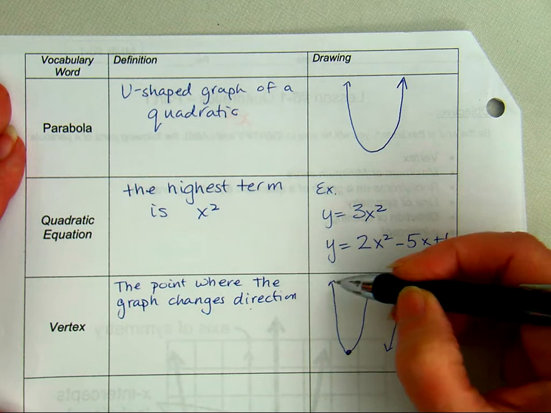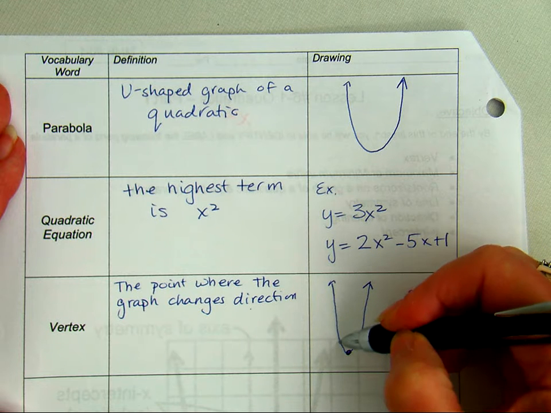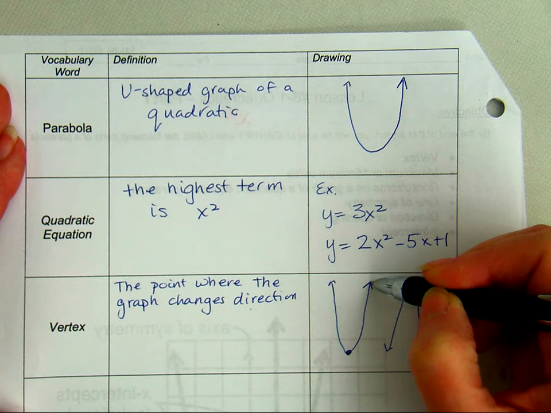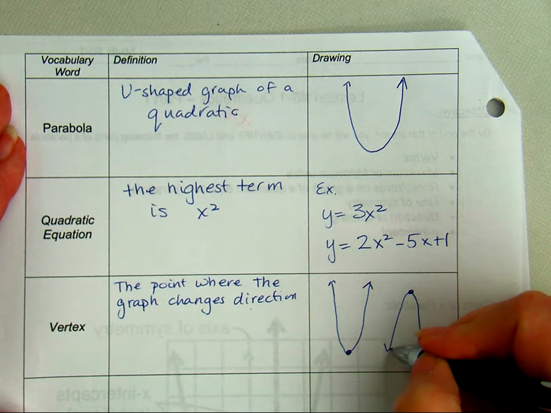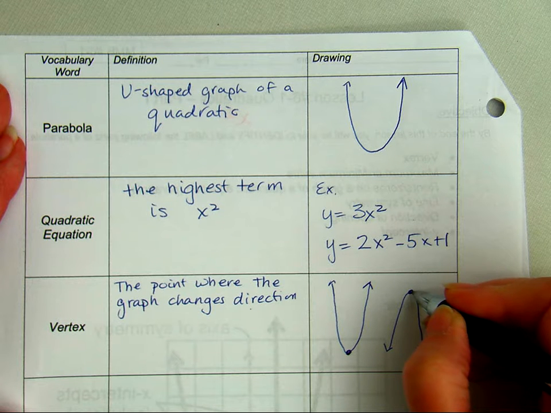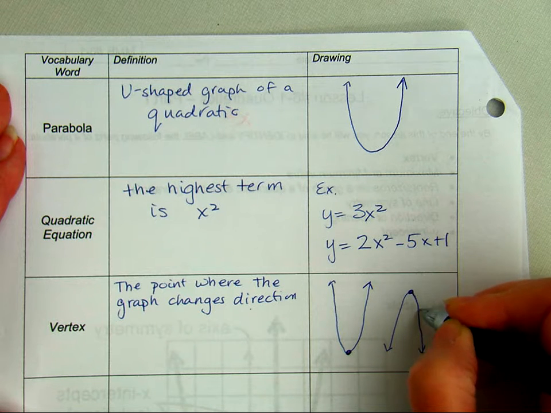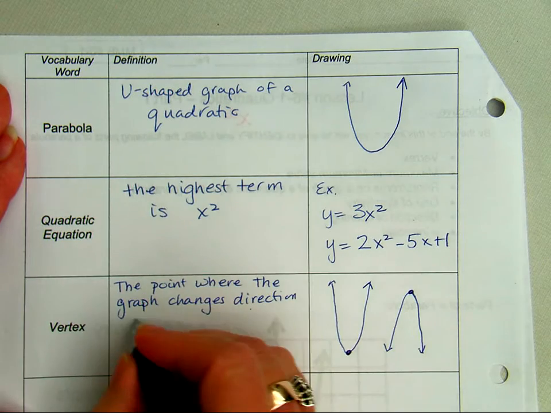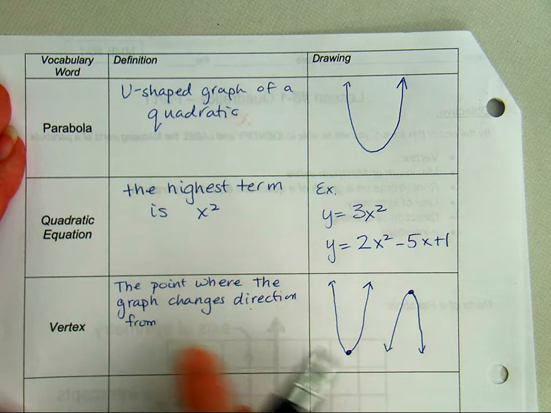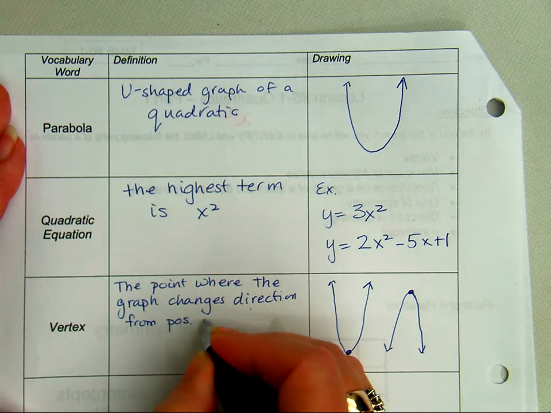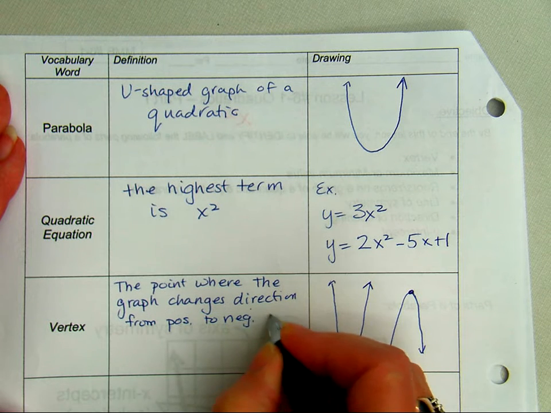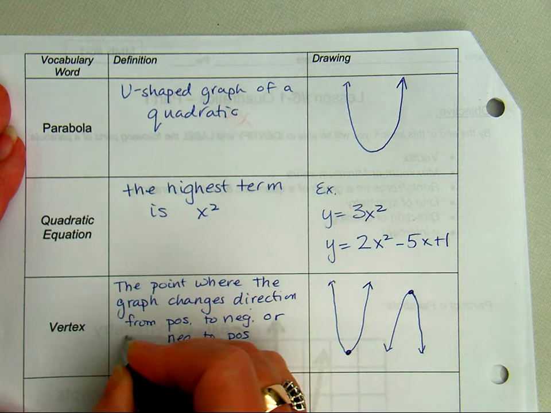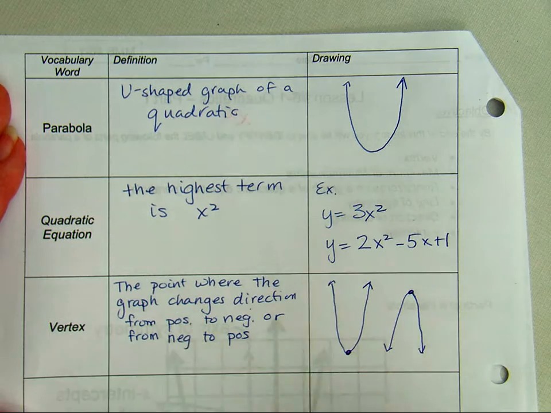Like here, it's going down, so it's negative. Then we get to the vertex, and then it starts going up, positive. This one starts out positive, going up, and then after it hits the vertex, then it goes down. And that's negative. So it changes direction from positive to negative, or negative to positive.